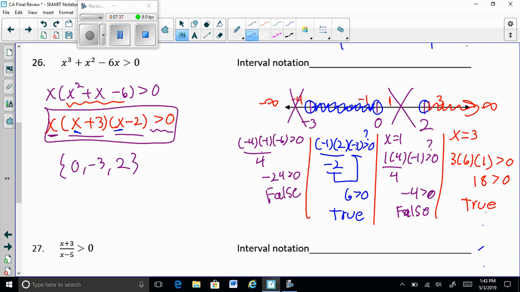Okay, so now to write this in our interval notation, it's going to be from -3 to 0, union, from 2 to infinity. So if you plug in any one of those values in those sets, your inequality will come back as a true statement.